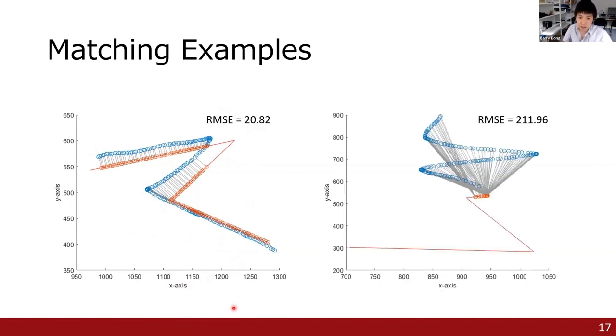Here's an example of a very bad trial where they completely forgot, and the stimulus went one way and their reproduction went another. Because of that, the algorithm gives them a very bad score. This is 10 times worse.